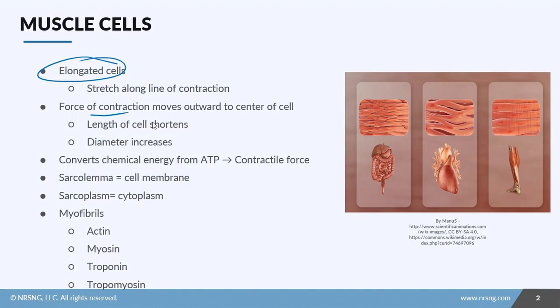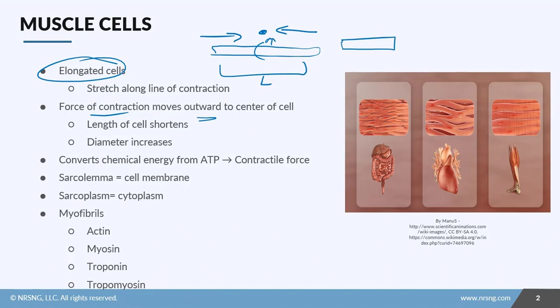And as contraction is increased through the force, it moves from the outward side of the cell to the center of the cell. So if this is your cell, this is the outside, it's going to move this way towards the center. And as it does this, the length is going to shorten, and the diameter of the cell is actually going to increase. So it's going to go from this to being this guy as a result of contraction.